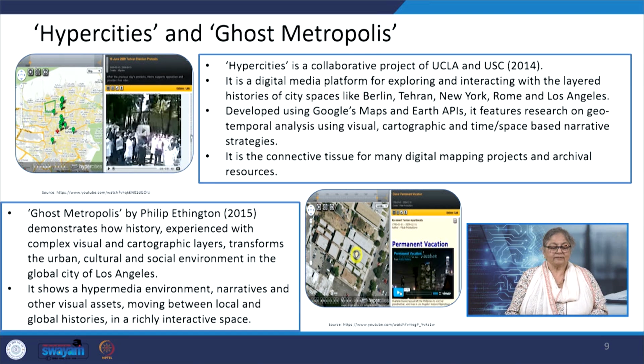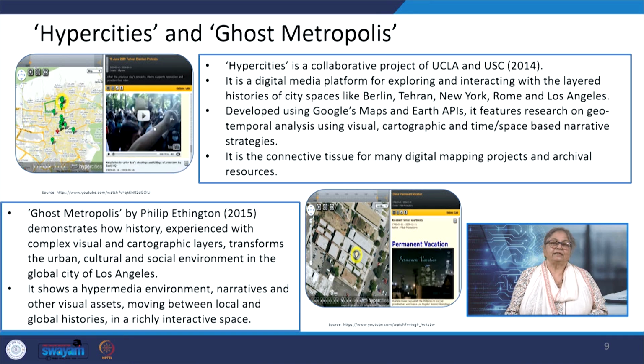The second is Ghost Metropolis by Philip Ethington, taken up in 2015, which demonstrates how history, experienced with complex visual and cartographic layers, transforms the urban cultural and social environment in the global city of Los Angeles. It shows a hypermedia environment, narratives, and other visual assets moving between local and global histories in a richly interactive space. What all these projects have in common is an approach to knowledge production that underscores the distributed nature of digital scholarship, their hypermedia approach to argumentation, and their open-ended participatory approach to interacting with media objects.